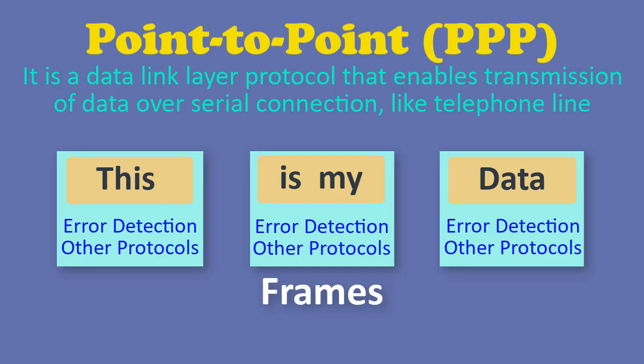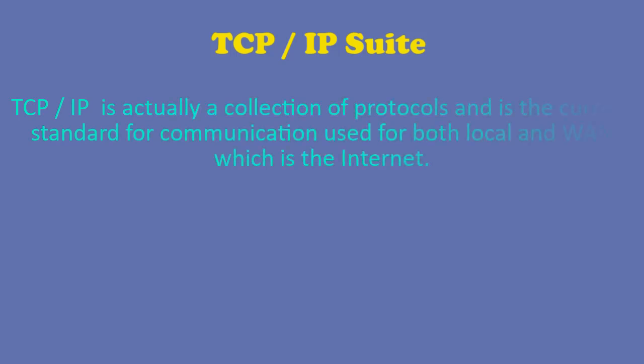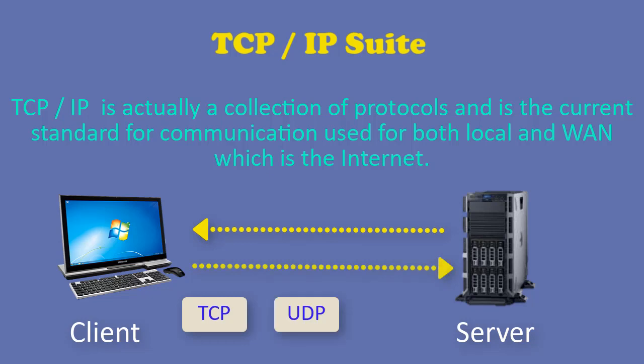Next is TCP/IP, which is actually a collection of protocols and is the current standard for communication used for both local networks and WAN, which is the internet. The communication model of this suite is the client-server model. A computer that sends a request is the client and a computer to which the request is sent is the server. The most common protocols it uses include TCP, UDP and IP.